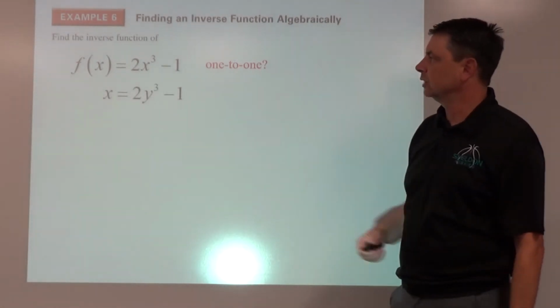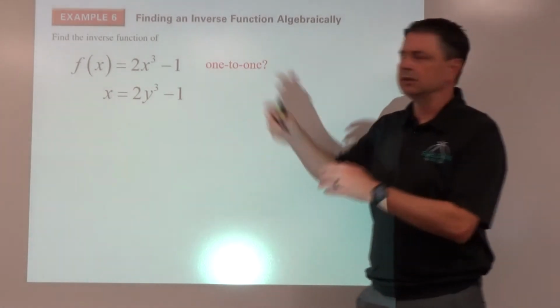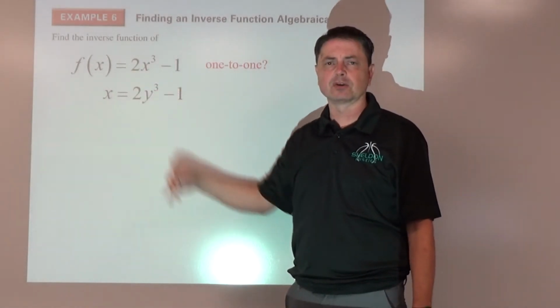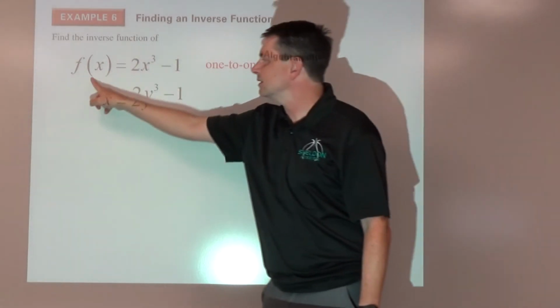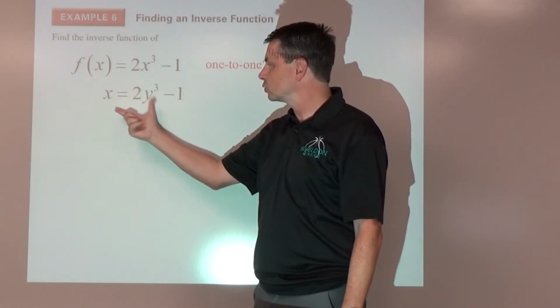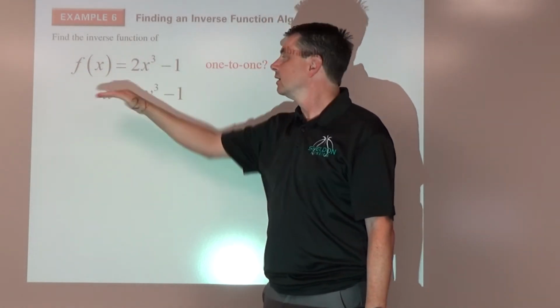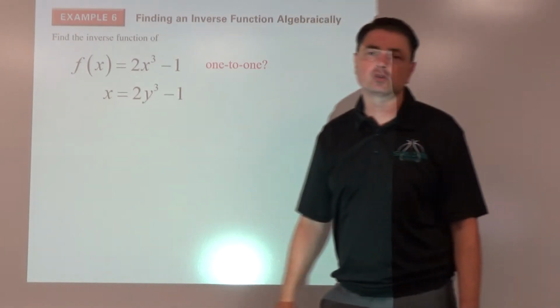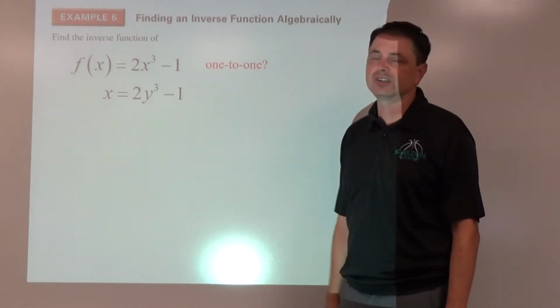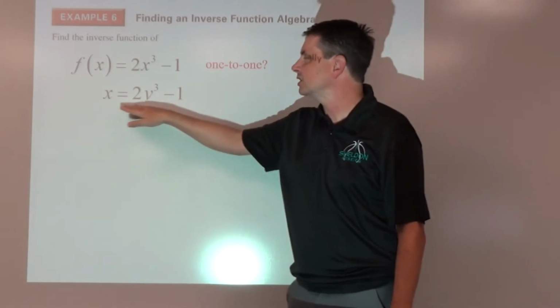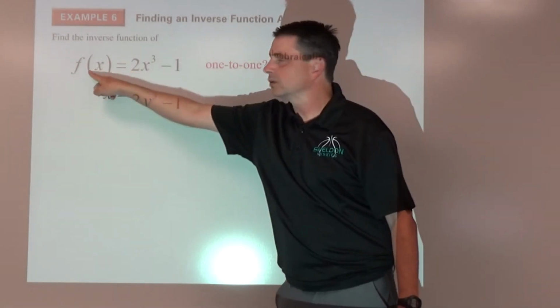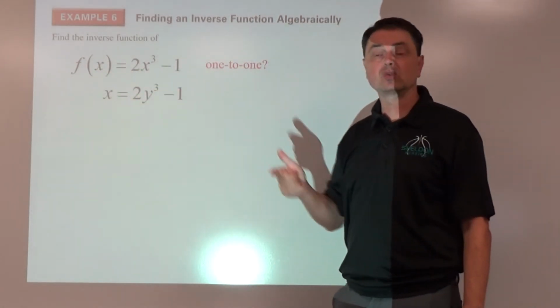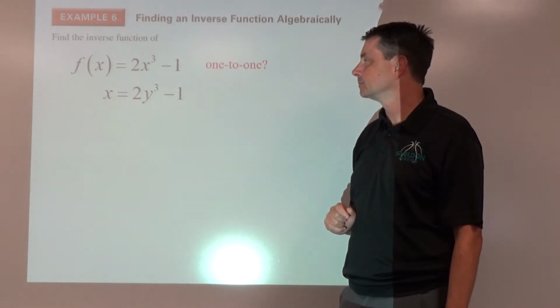So it is one-to-one. So in this case, we're going to combine the first two steps. We're going to rewrite this as y equals and switch the x and the y. That gets us going on the switch and solve. So now our goal is to solve for the y. We did these two steps in one: we rewrote this as y, and then we switched the x's and the y's.